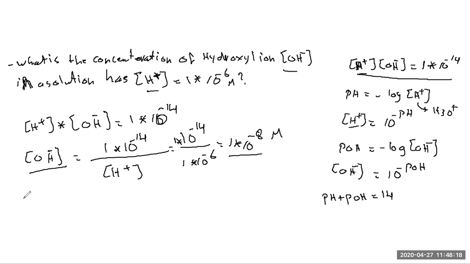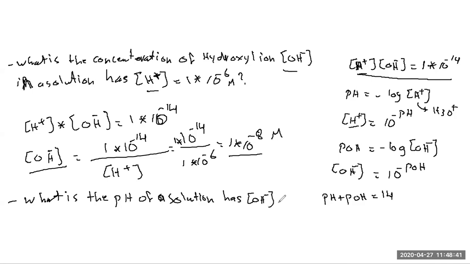Okay, let's practice with another example here. What is the pH of a solution that has OH negative concentration equal to 1 times 10 to negative 4?